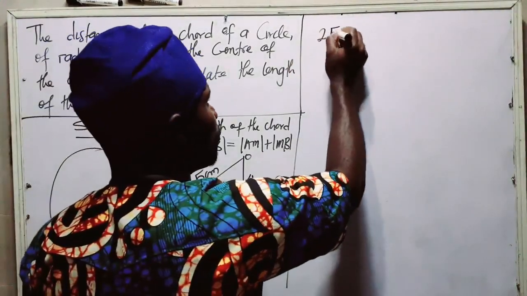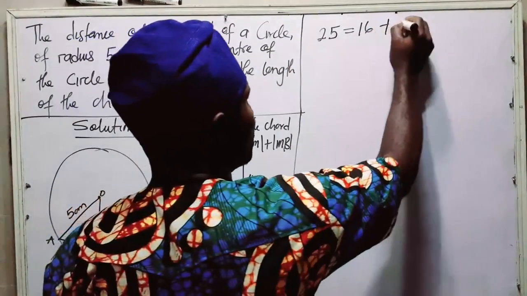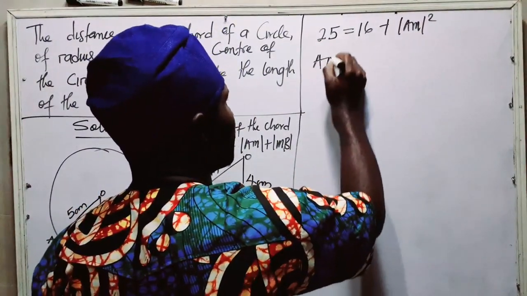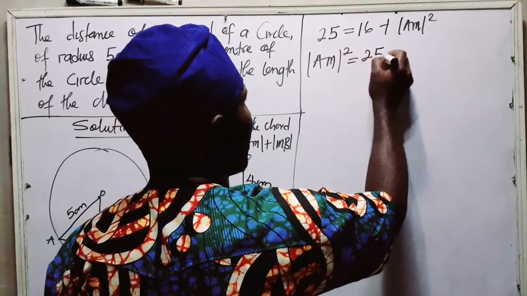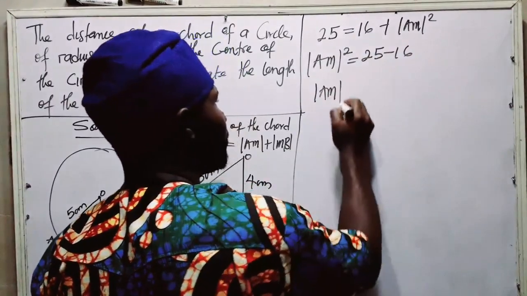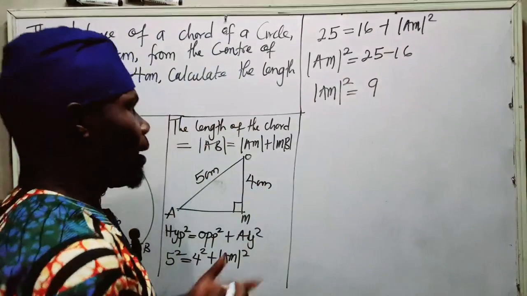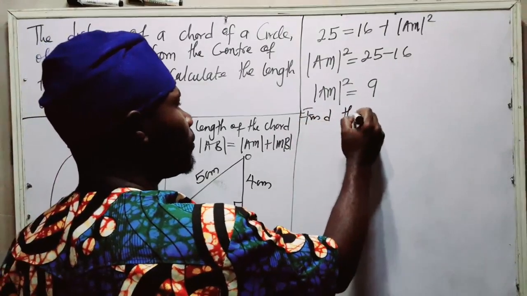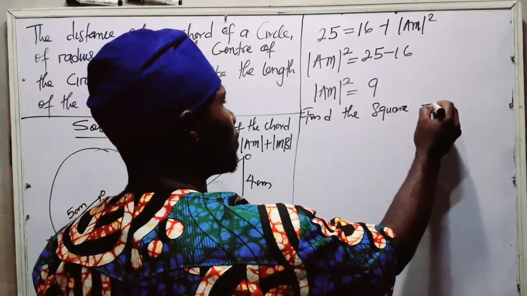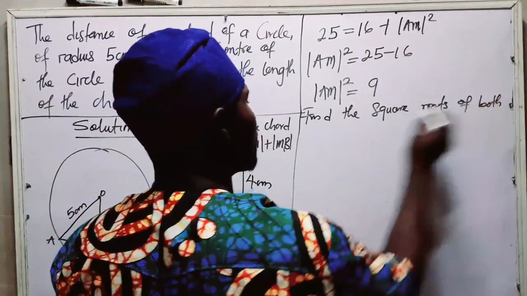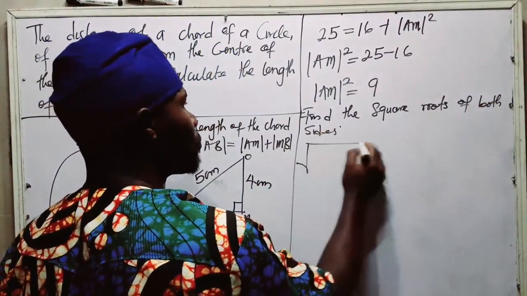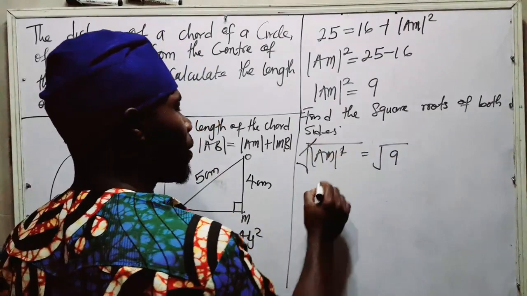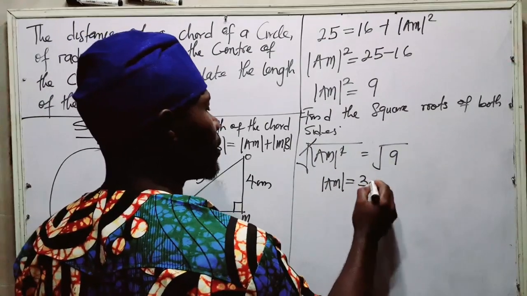So let's now try to find the value of AM. We have 25 is equal to 16 plus line AM squared. Let's make AM the subject of the formula. We have AM squared is equal to 25 minus 16. So AM squared is equal to 9. So let's find the square root of both sides. We have root AM squared is equal to root 9. It will cancel. So we have line AM is equal to 3 centimeters.